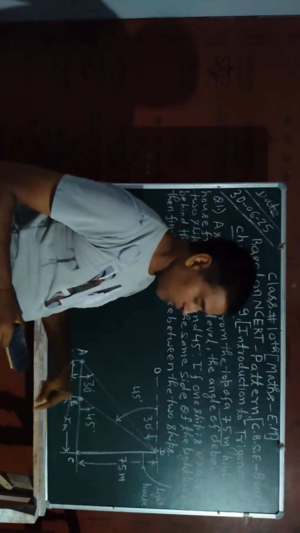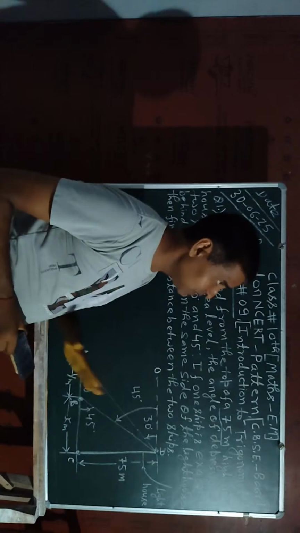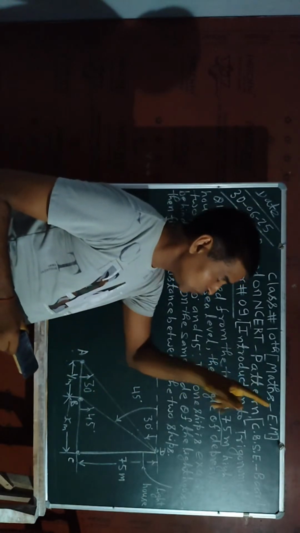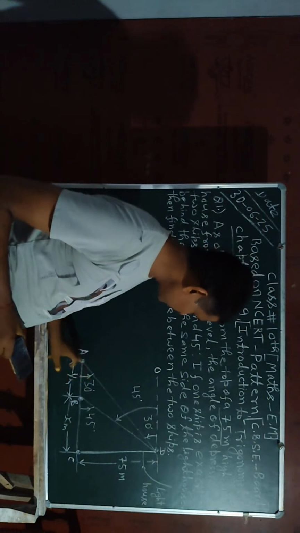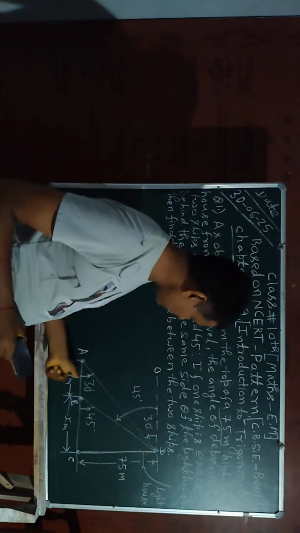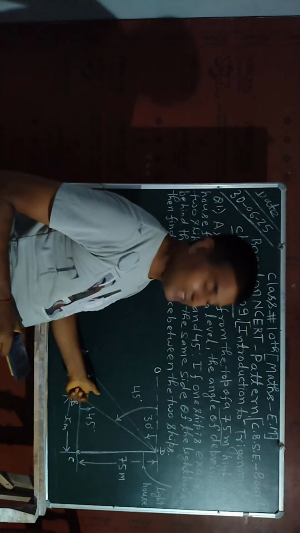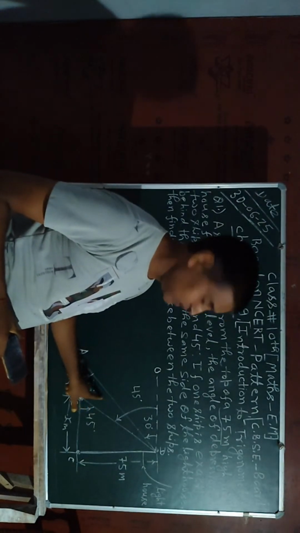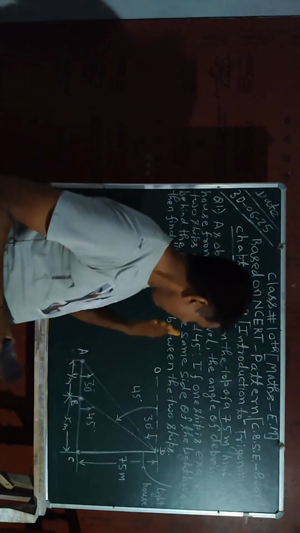If any observer observes the top of a building and that observer is below the top of the building, that angle is known as the angle of elevation. So if an observer observes from point A to B, I will say that is the angle of elevation. You can also call it the angle of inclination.